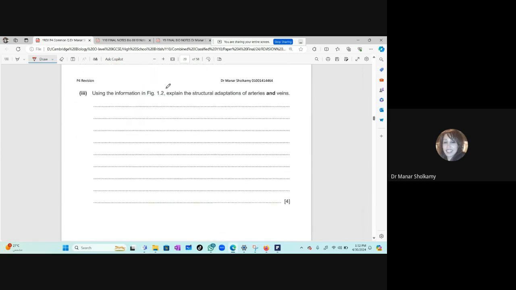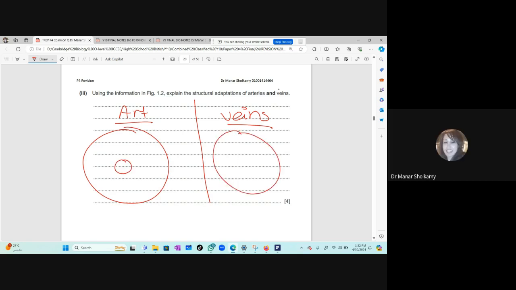Now, using the information, explain the structural adaptations of arteries and veins. You have to remember here: arteries, what do they look like? And veins, what do they look like? Now, I will not tell you anything. Arteries have a narrow lumen. Yes, very good. Arteries are made up of thick muscular walls and elastic tissue. And veins also, by the way, have muscular walls and elastic tissue. But what is the difference? The veins are thinner. Yes, it's thinner.